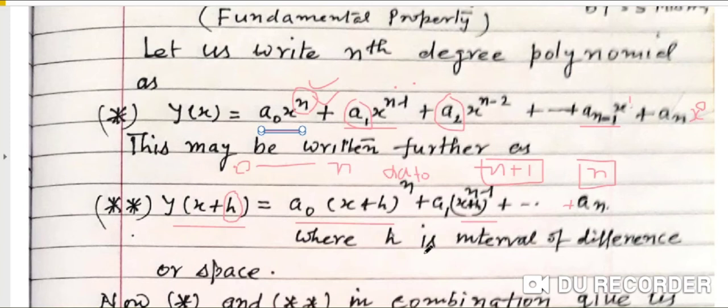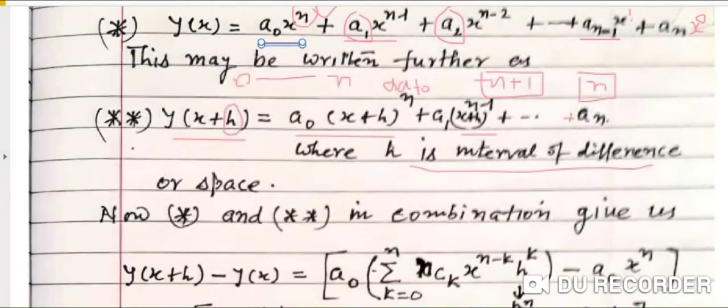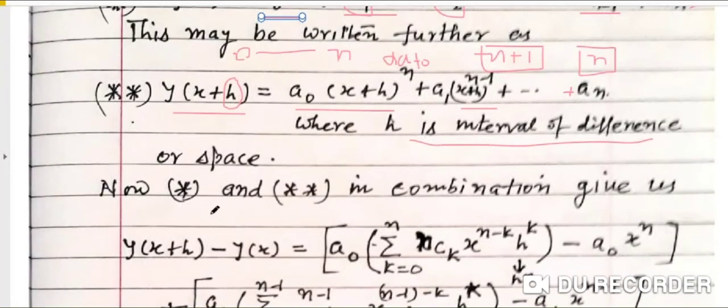A_n, where h is the interval of difference or spacing, as usual. So up to this point, I think there is no problem. The star and double star: star is the original polynomial, and double star is what? That we have introduced the spacing h in the original polynomial. So this is the structure of the introduced h after introducing the h in the basic polynomial.